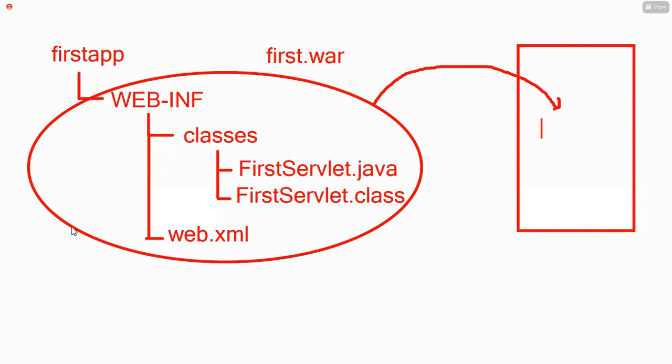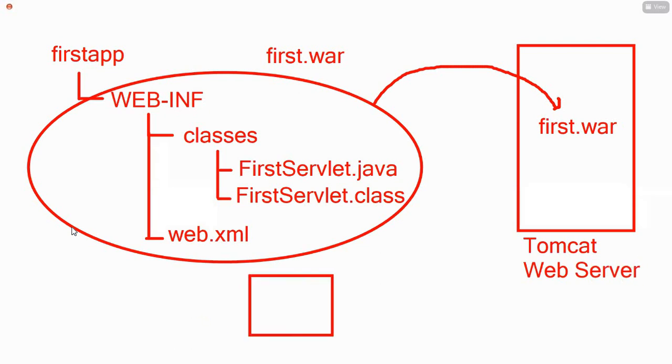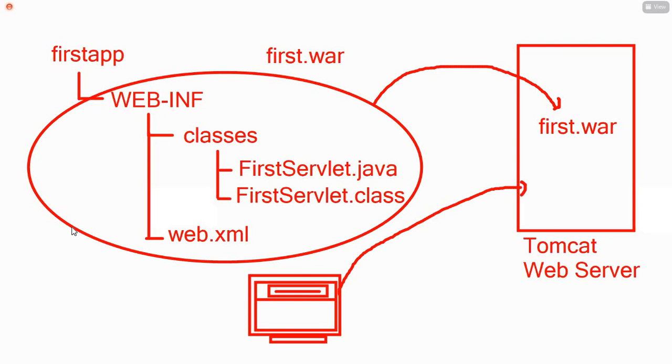First.war. We deployed. This is the Tomcat web server. After that, we opened the browser. From the browser, we sent requests. Here we wrote some URL. My request passed. Then the response came, a welcome message.